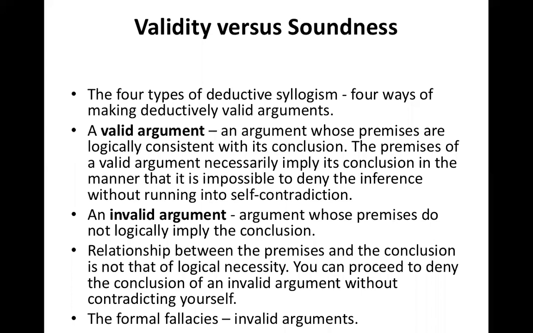Another argument that affirms the consequent is invalid. Trying to show that Peter is a Ghanaian just because he's an African is invalid. You can oppose it without contradicting yourself. If someone says Peter is an African, therefore Peter is a Ghanaian, an argument that affirms the consequent, the argument is invalid because you can attack it without contradicting yourself.